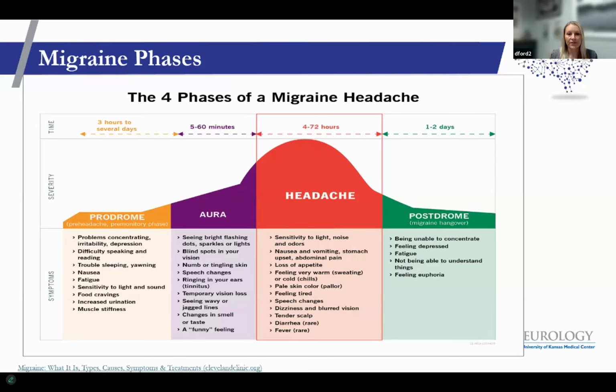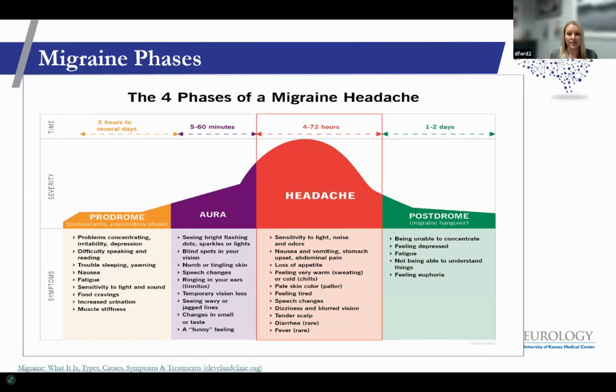And the things I want to point out there is you can also get that speech change. And some people just describe a cognitive fog or fatigue, where they just don't feel as sharp as they normally are, feel like things come to them a little bit harder than normal. And then dizziness is also really common, and that can either be vertigo or just a feeling of kind of on a boat rocking. And then the postdrome can last again another 1 to 2 days.